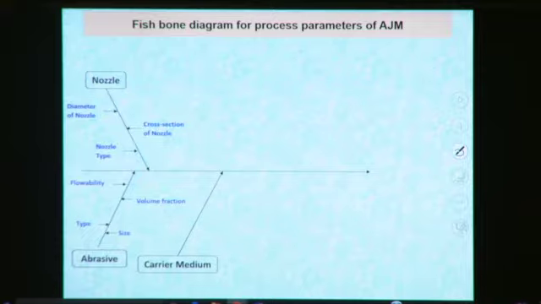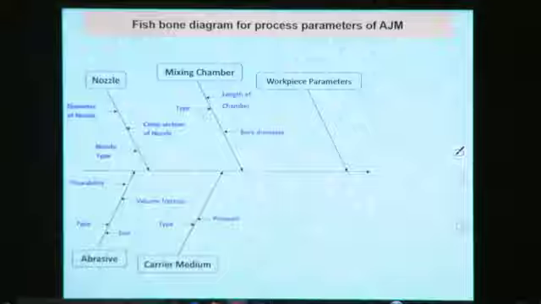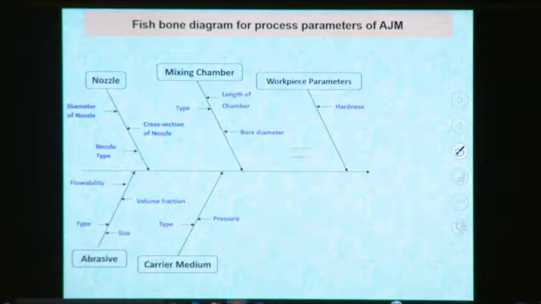Okay, so now the third parameter is the carrier medium. So the type of this carrier medium and the pressure of this carrier medium. Okay, after that the fourth parameter is the mixing chamber. Mixing chamber length, type of mixing chamber, bore diameter of this mixing chamber. Okay, then workpiece parameters are workpiece hardness and workpiece geometric details.